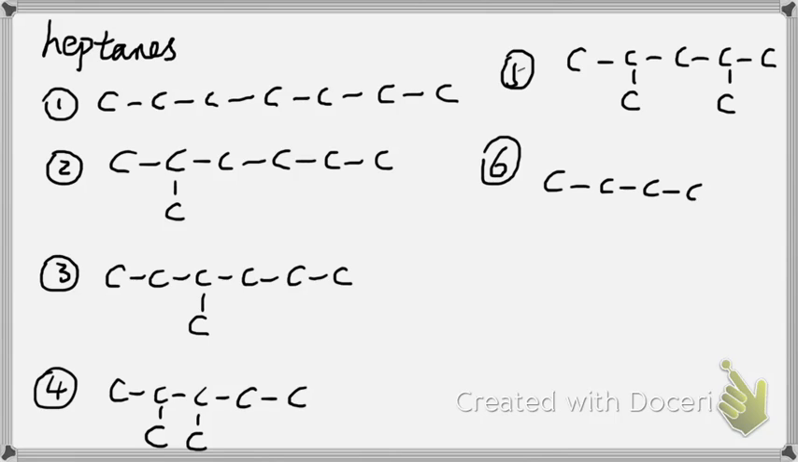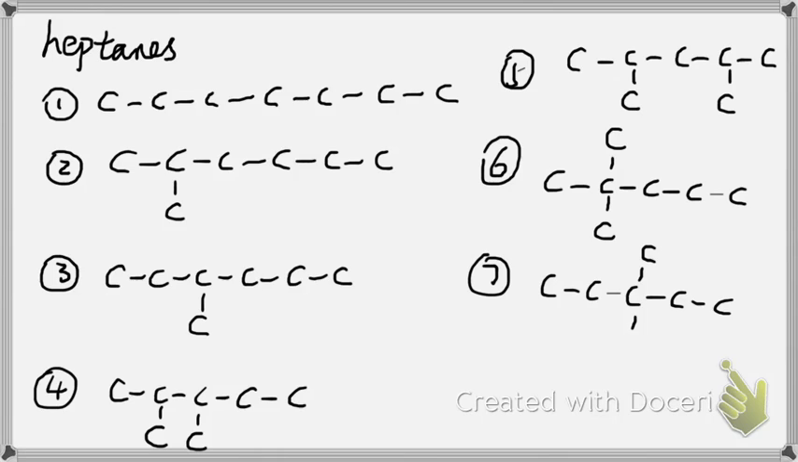We can also put these 2 branches on the same carbon, on the same carbon 2 or on the same carbon 3. Or even we can put 2 carbon branches as 1 branch, but now it's 1 branch with 2 carbon atoms. This is also different from any of the above.